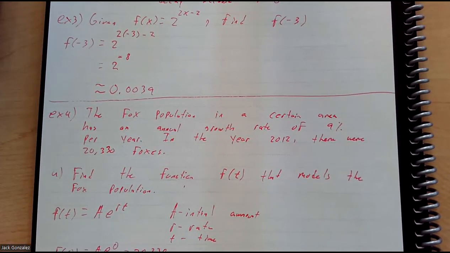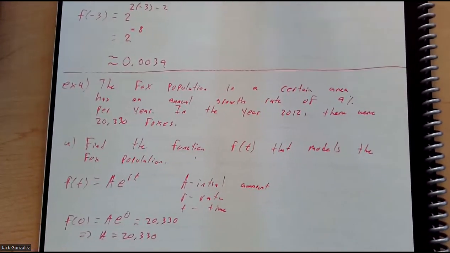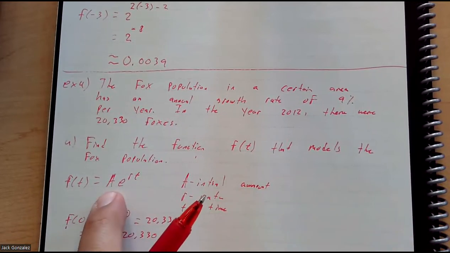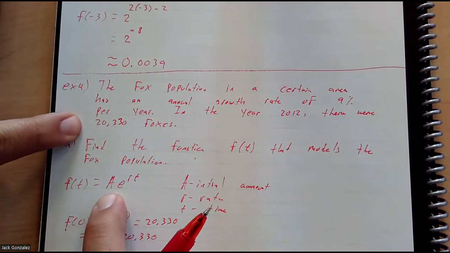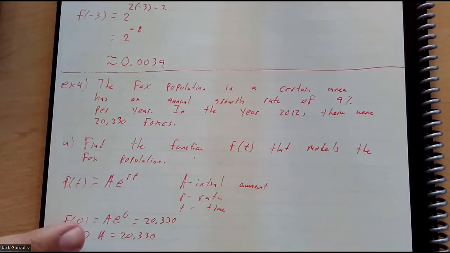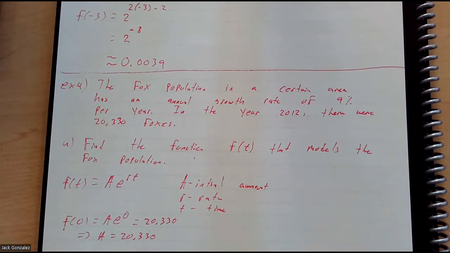But that means that A is equal to 20,330. That makes sense? It's the initial amount, so this A right here should be this. Right? In other words, if I plug in 0, it has to be equal to this. And if I assume that is 0, then that means 2012 is going to be year 0. That's when I started. Part B.